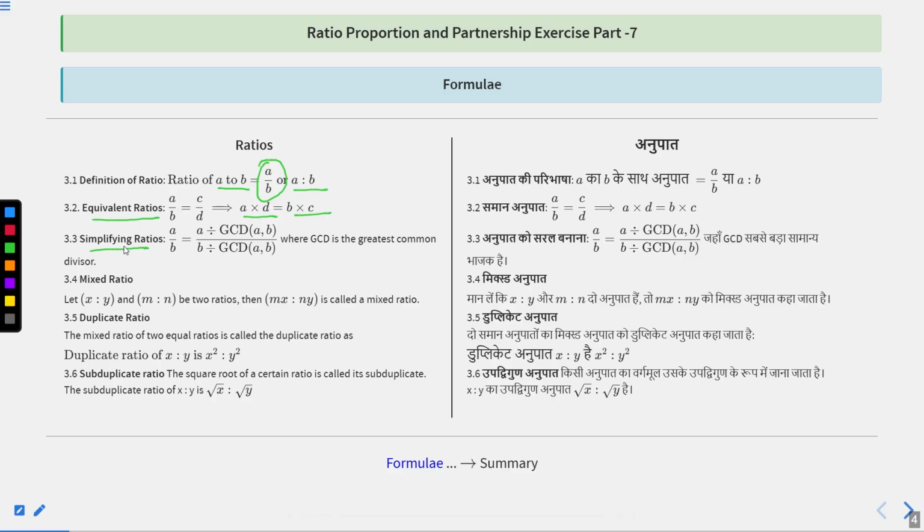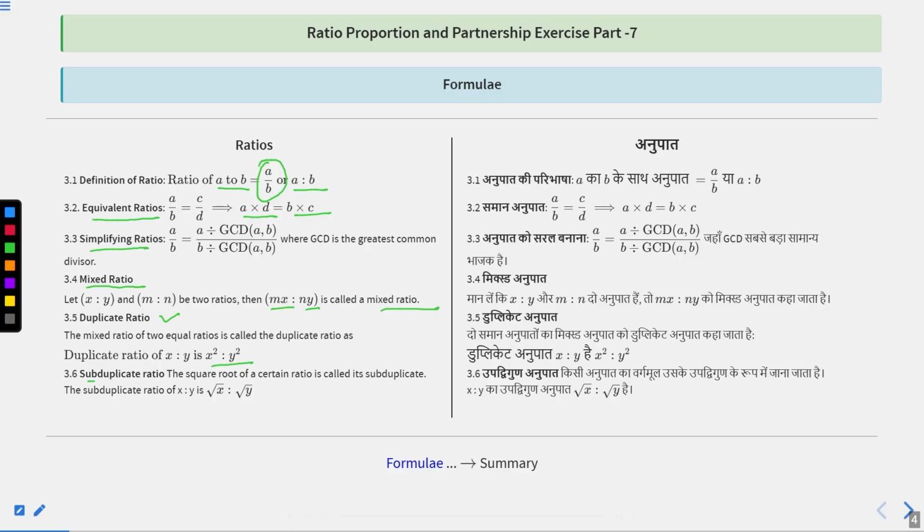Simplifying ratio. Ratios will always be in simplified form. What does it mean? It means their greatest common divisor should always be 1. It means only 1 can be the number which divides both the numbers. Okay. Now what is mixed ratio? Let X ratio Y and M ratio N be the two ratios. Then MX ratio NY is called the mixed ratio. Clear? What is duplicate ratio? When the ratio X ratio Y is represented in the form of X square ratio Y square, then this ratio is called duplicate ratio.